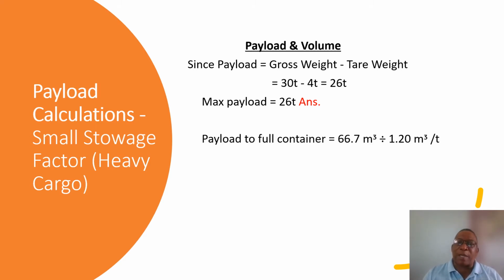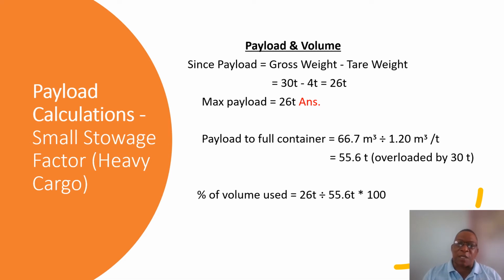Now let us look at the payload to fill this 40 foot container. Here the space is 66.7 cubic meters and we divide it by 1.2 cubic meters per ton, resulting in 55.6 tons. Wow. So this container with a maximum payload of 26 tons, we realize would be overloaded by 30 tons.